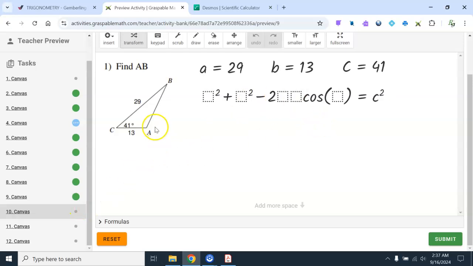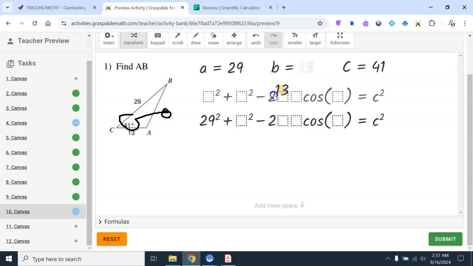Alright, so we are looking for side AB, which is opposite angle C. So that means this is the side we're looking for. We're ending the equation with the side, again, opposite the angle that we're given. So 29 squared plus 13 squared minus 2 times 29 times 13 times the cosine of 41 degrees. And 41, again, is opposite side AB, which is also lowercase letter c.